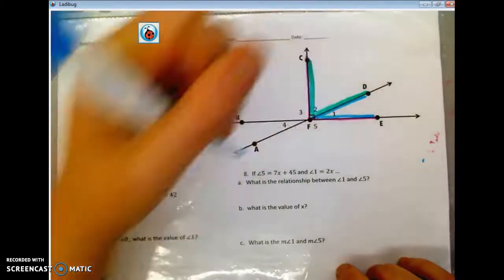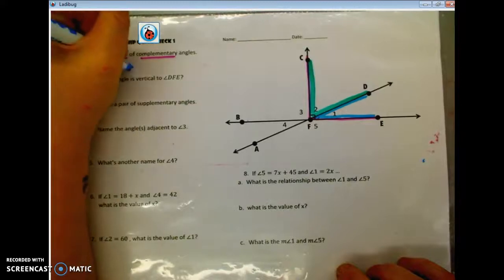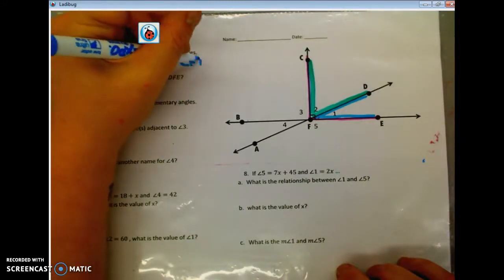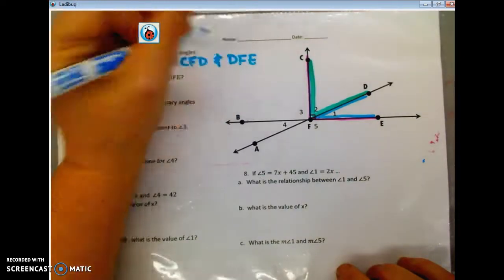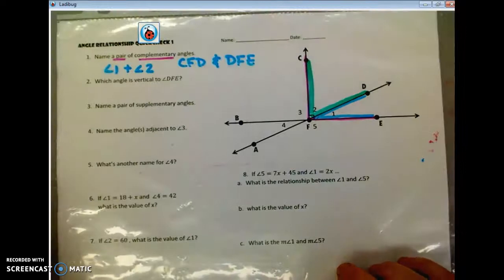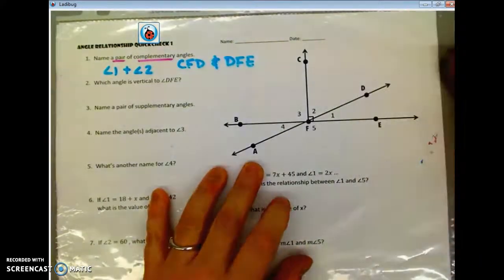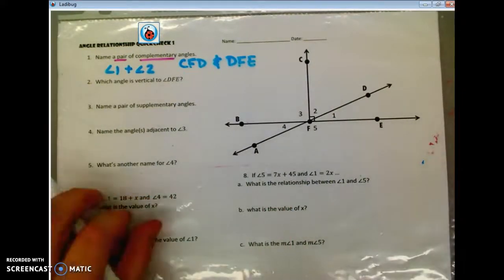Angle 2 and angle 1 add together to make 90-degree angles. So angle 1 and angle 2. If you named them by their letters, angle CFD and DFE. Alright, those are your options there for number 1. So again, complementary angles must add up to equal 90, not already be 90.